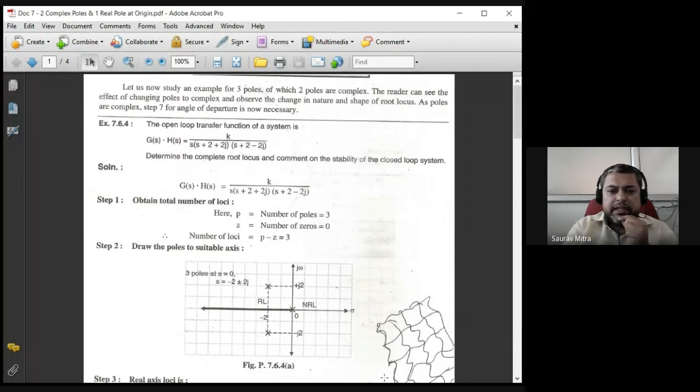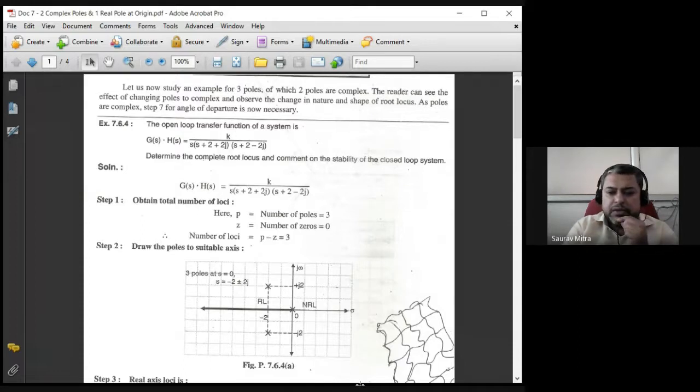You can find that there are three poles in the system. One pole is a real pole, that is at the origin. The remaining two poles are complex poles. One pole is at minus 2 plus 2j, and another pole is at minus 2 minus 2j. What will the root locus look like? One root locus is starting from 0 and going to infinity. This one is an absolutely stable root.